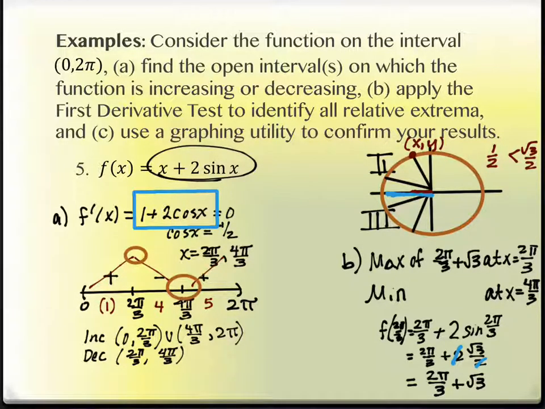And then if I do 4 pi over 3, what happens? It's close. What is the sine of 4 pi over 3, though, instead? It's actually negative. So instead of having a positive here, I have a negative right here. So I end up getting a subtraction sign right here. So I have 4 pi over 3 minus square root of 3.